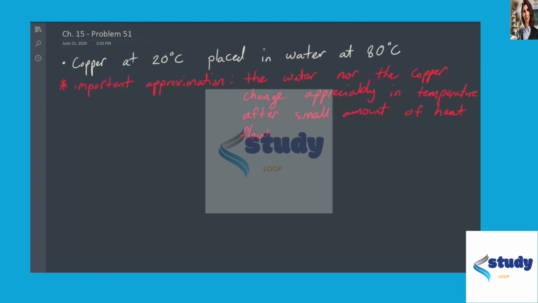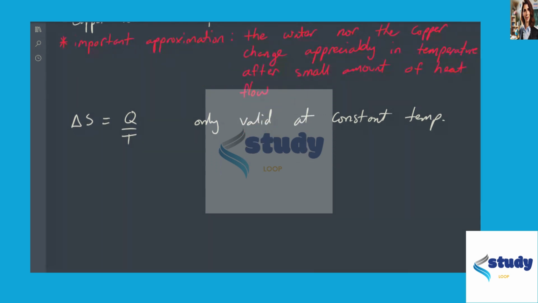And this is important because the formula for the change in entropy, Q over T, is only valid at constant temperature. And so we make the approximation that the temperature is approximately constant during this process.